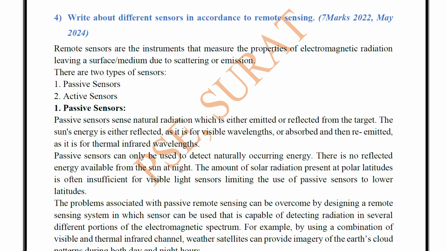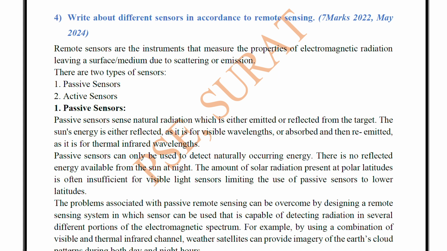Remote sensors are the instruments that measure the properties of electromagnetic radiation leaving a surface medium due to the scattering and/or emissions. There are two types of sensors. First is a passive sensor and second is the active sensor. Now what is a passive sensor? A passive sensor senses natural radiation which is either emitted or reflected from the target.